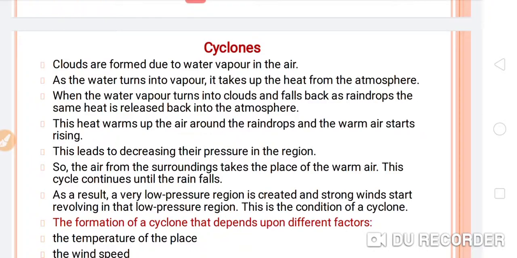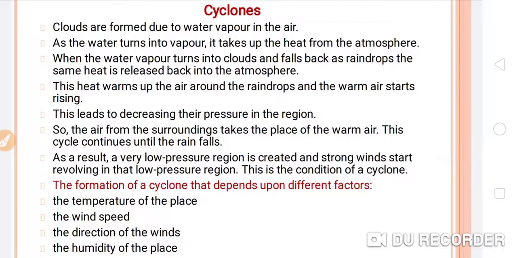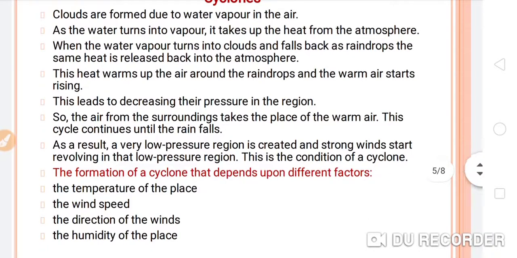As the water turns into vapor, it takes up heat from the atmosphere. When the water vapor turns into cloud and falls back as raindrops, the same heat is released back into the atmosphere. This heat warms up the air around the raindrops and the warm air starts rising. This leads to decreasing pressure in the region.